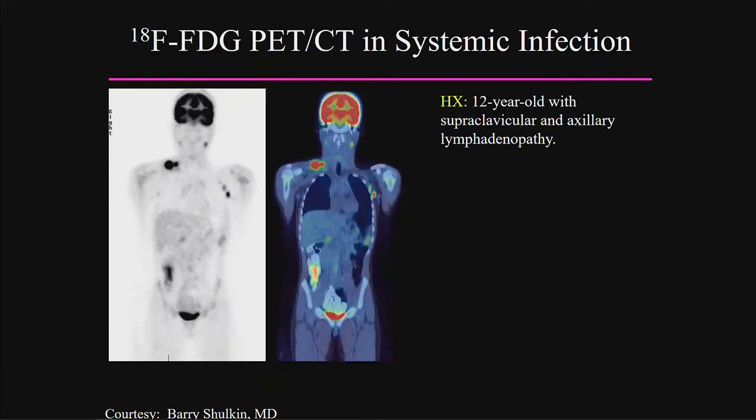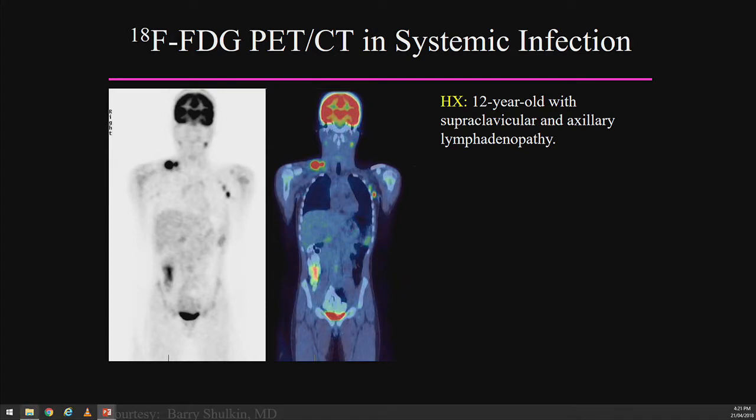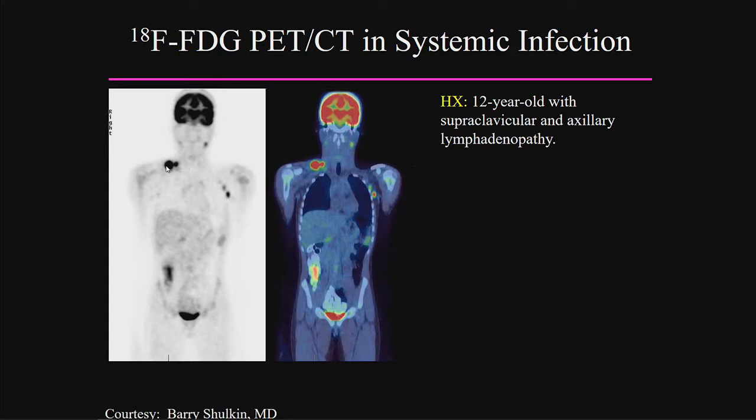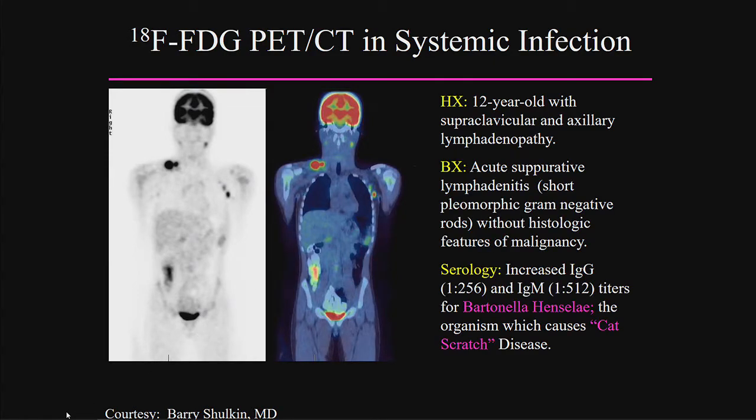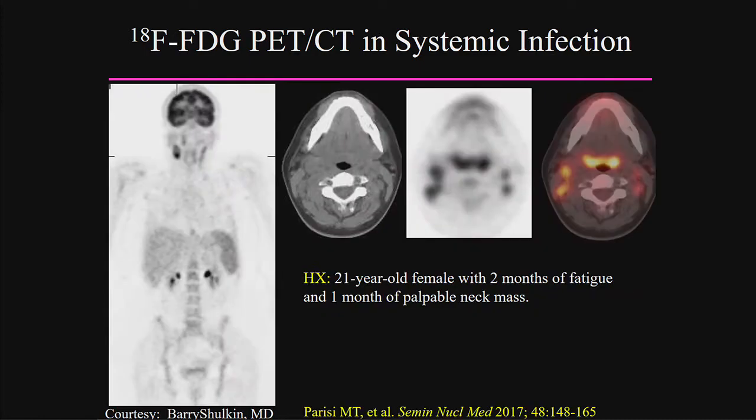so definite advantages. Another few examples, this 12-year-old had supraclavicular and axillary lymphadenopathy, underwent their PET-CT, and as you can see, there definitely is abnormal uptake. Biopsy showed suppurative lymphadenitis, and serology showed increased IgG and IgM titers for Bartonella, the organism that causes cat scratch disease.